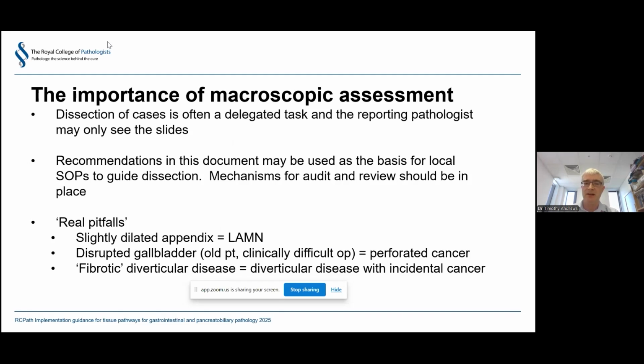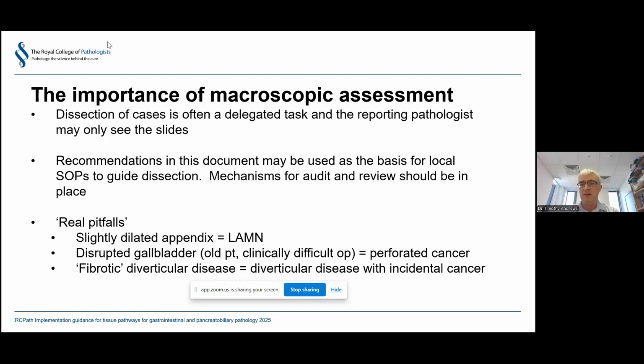The other thing which I think it's worth stressing at the outset is the importance of macroscopic assessment. A lot of the guidance here does relate to the macroscopic assessment of these specimens. Increasingly, dissection of cases may be delegated to another individual, meaning that as the reporting pathologist, you may only see the slides. You may never have seen the gross specimen.